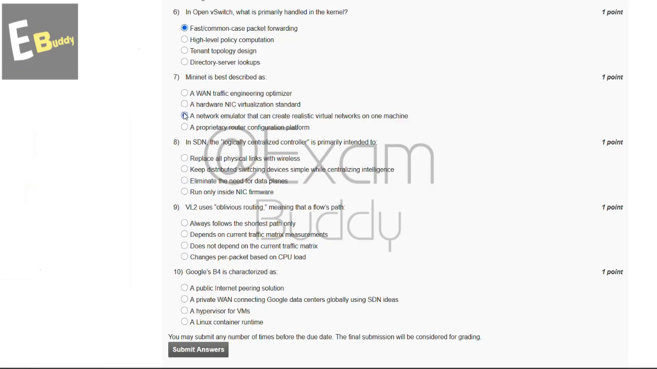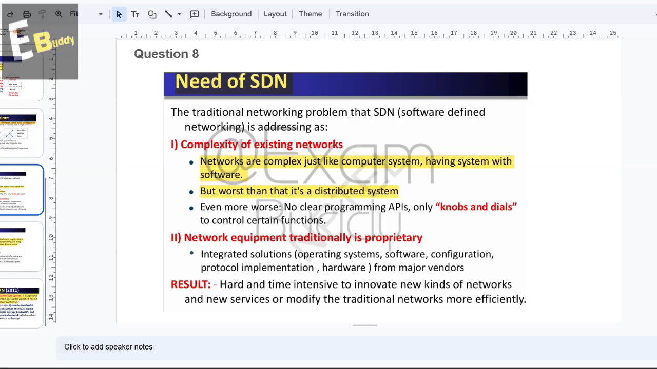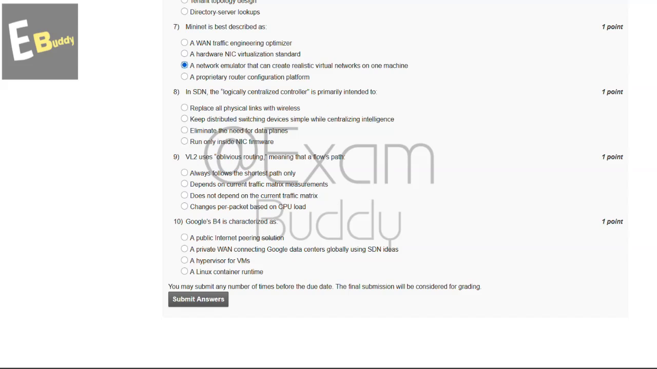And now let's go to our question number 8. In SDN, the logically centralized controller is primarily intended to... So these are the options, and now let's check the explanation. The explanation says, need of SDN: networks are complex, just like computer systems with software, but worse than that, it's a distributed system. So the answer of our eighth question is B.